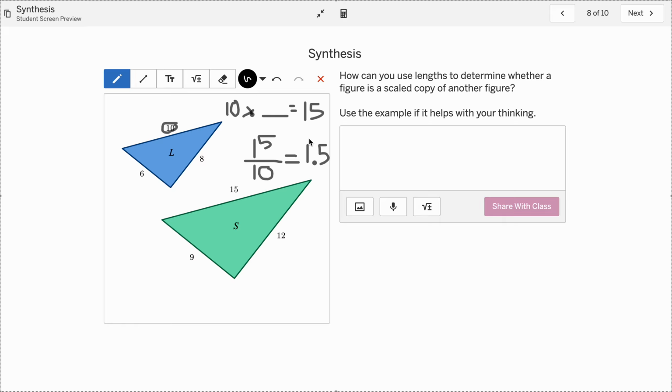So I can use division to help me find my scale and see if these are equal, but then I have to make sure that I do the same thing with all of these numbers. So I have to do the same thing with 9/6, which is equal to 1.5. And then I have to do the same thing with 8 and 12. So 12/8 and make sure that that's also 1.5. And it is. So I know that the scale factor is 1.5 and that these two shapes are in fact scaled copies of each other. And then I can explain that with words.